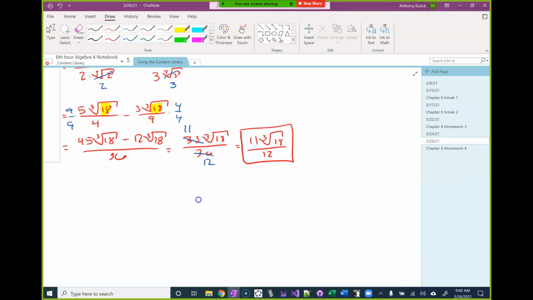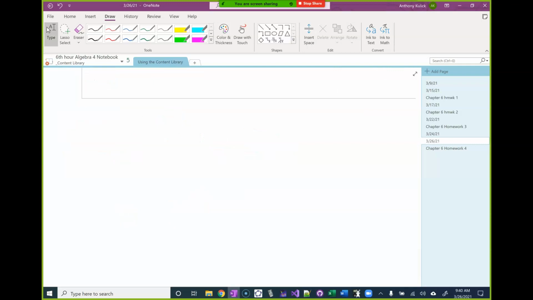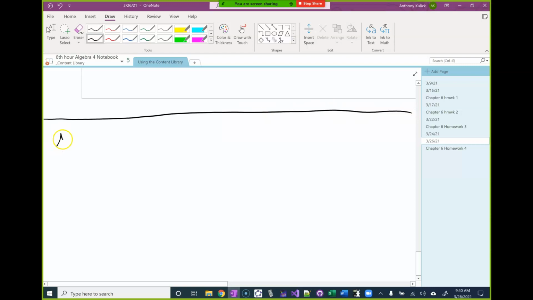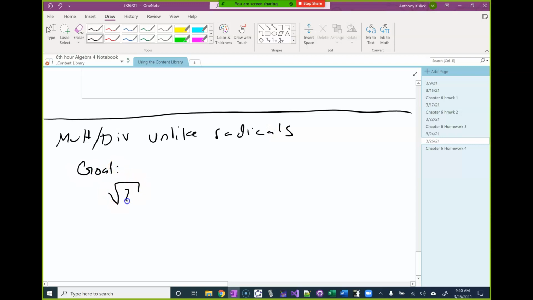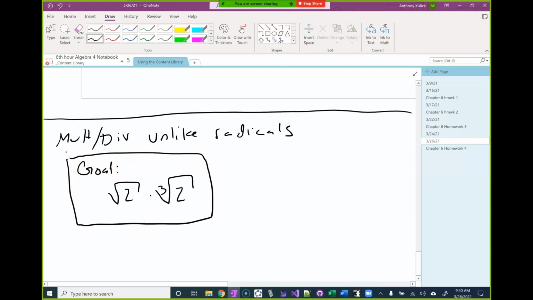So we're going to deal with multiplying and dividing unlike radicals. So when I say unlike radicals, I mean we want to be able to multiply the square root of 2 by the cube root of 2. So the number under the radical is the same, but the type of radical is different.